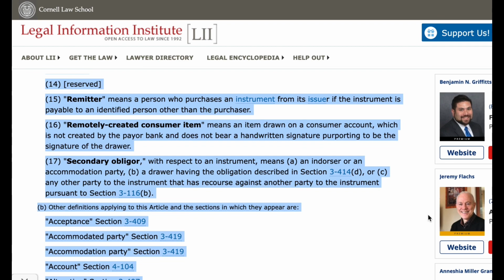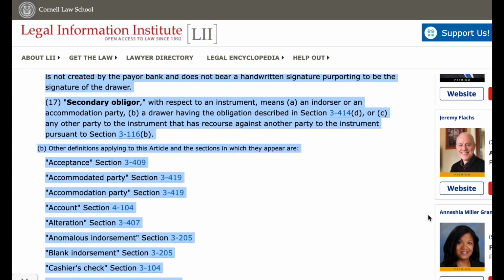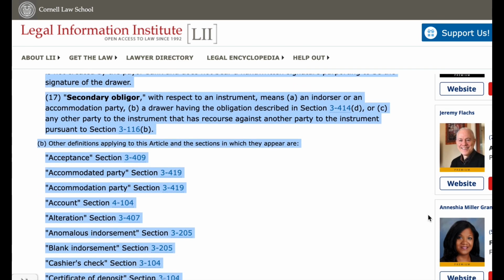17. Secondary obligor, with respect to an instrument, means A. An endorser or an accommodation party, B. A drawer having the obligation described in Section 3414, D, or C. Any other party to the instrument that has recourse against another party to the instrument pursuant to Section 3116, B.